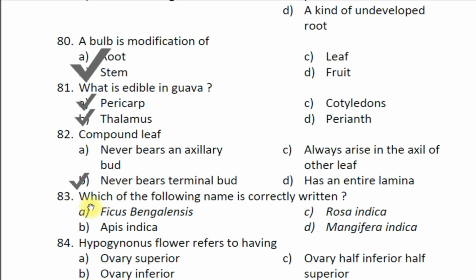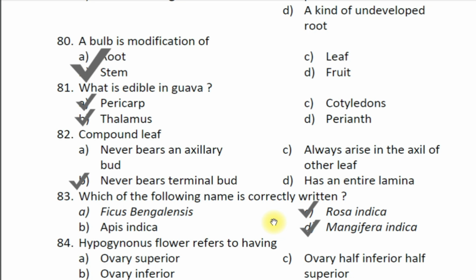Question number 83. Which of the following names is correctly written? A. Ficus bengalensis, B. Apis indica, C. Rosa indica, D. Mangifera indica. Here, again there are two correct answers. C is correct as well as option D. So what is a scientific name?